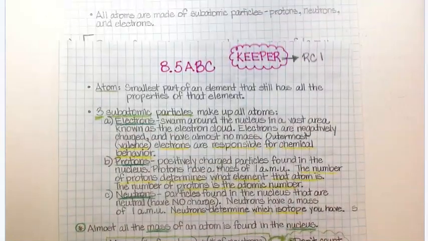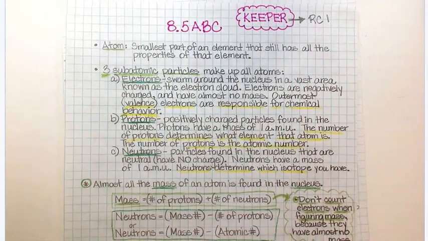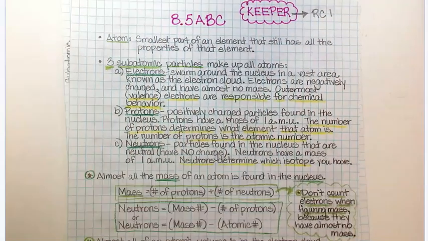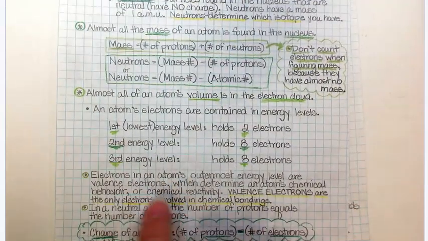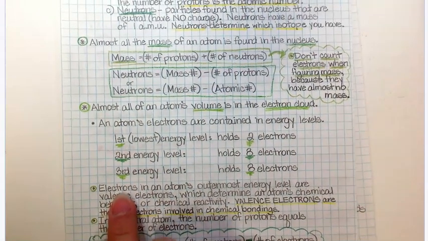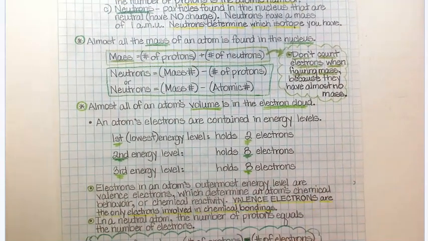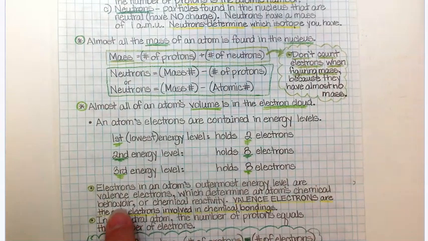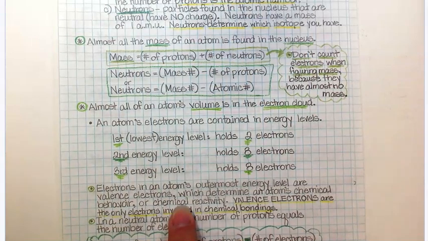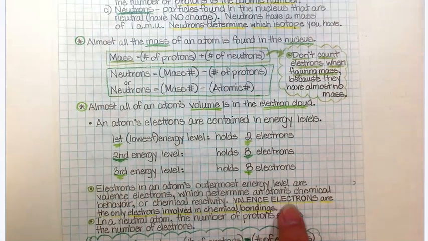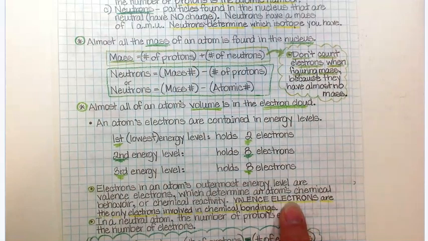Okay, next, one last reminder about valence electrons. I am on your pink sheet, 8.5 ABC, down towards the bottom where it talks about electrons. Electrons in an atom's outermost energy level are valence electrons. Valence electrons are the ones that determine an atom's chemical behavior or chemical reactivity. In other words, the number of valence electrons is going to determine whether an atom will form chemical bonds. Okay? Valence electrons are the only electrons involved in chemical bonding.